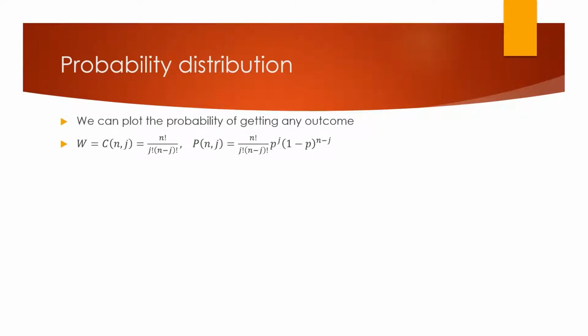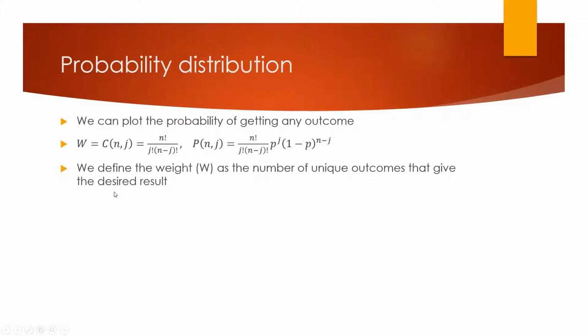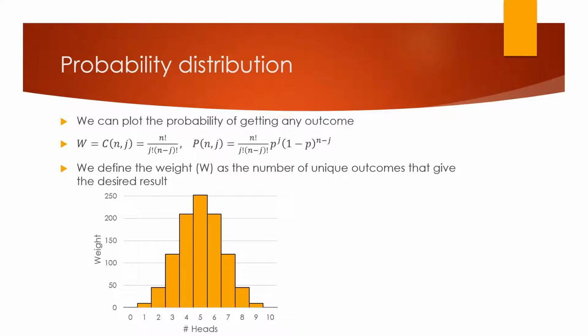We can actually figure out the probability of getting any outcome using the following equation. So here we have our configuration that we discussed last time. This will tell us how many unique ways we can flip a certain number of coins. So n would be 10, and j would be the number of heads that we're interested in. We also call this the weight, and we use the symbol W here for weight. The weight is the same thing as the configuration here. It's the number of unique outcomes that give the desired result.